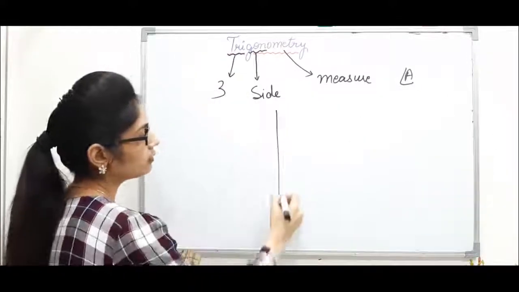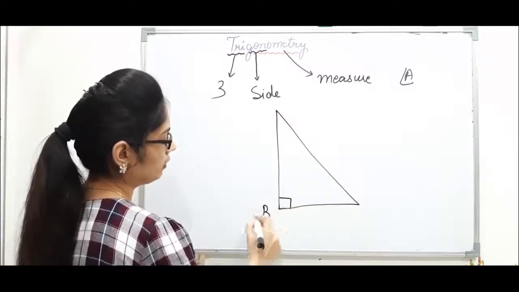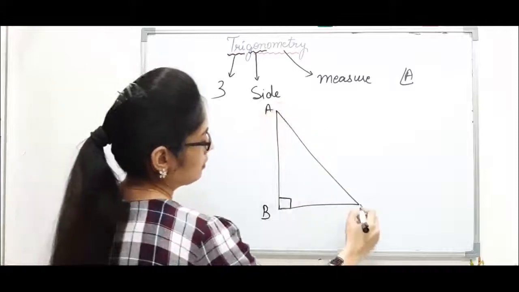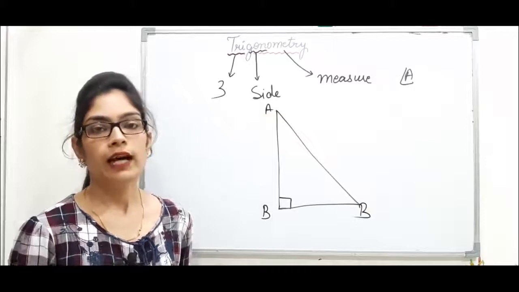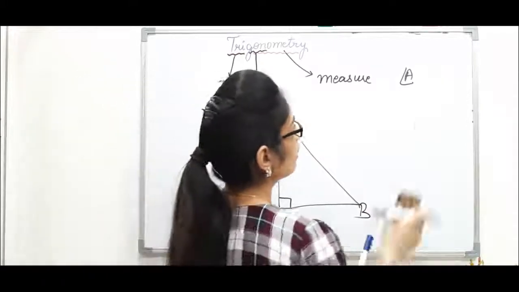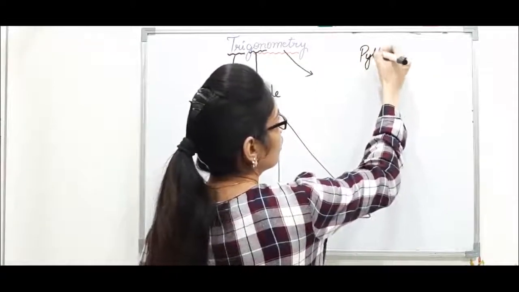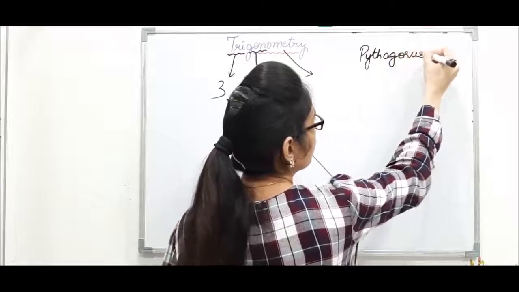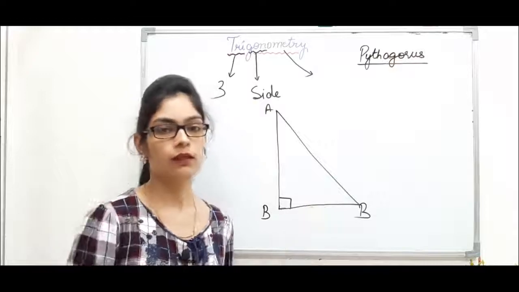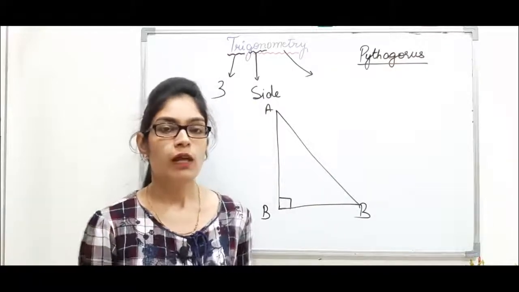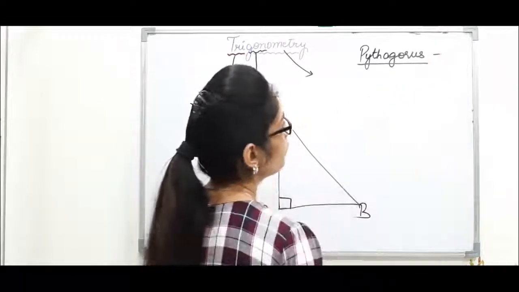Now how to find the sides? This is again one right angled triangle ABC. Pythagoras theorem we have done in class 9th, so we will make use of Pythagoras theorem to find the sides of the triangle. Because in the questions many times they will give us two sides and the third one we have to find. So you should know how you can calculate the third side of the triangle.